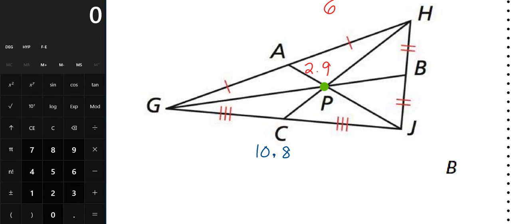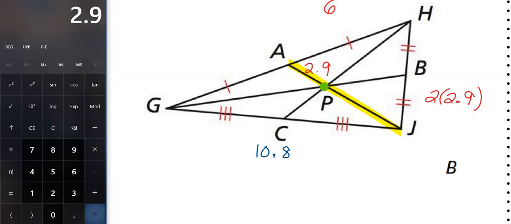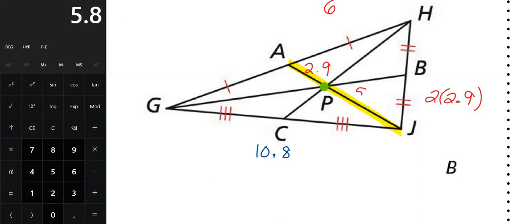That means if I'm looking at JA, which is one of my medians, for example, the length from J to P is twice as long as the length from P to A. So if JP is twice as long as PA, which is 2.9, I'm going to do 2 times 2.9 to figure out the length of JP, because it's twice as long as the rest of that median. So in my calculator, 2 times 2.9 gives me 5.8. So 5.8 is the length of JP. All right, it's a 2-to-1 ratio.